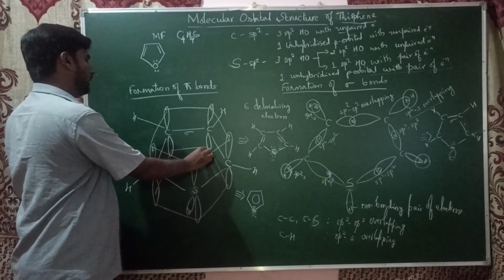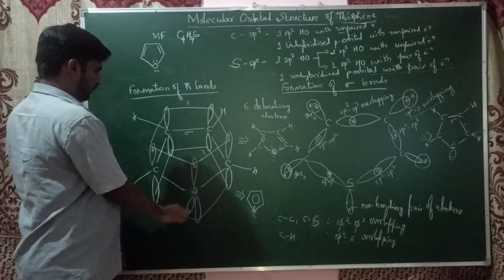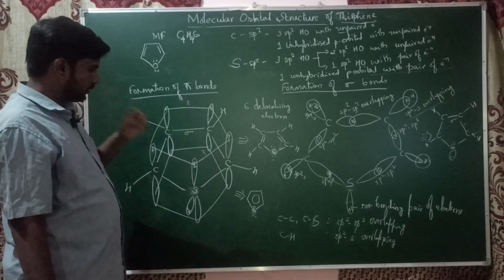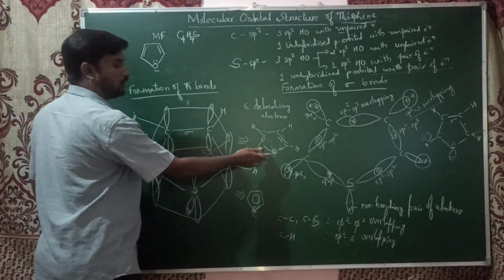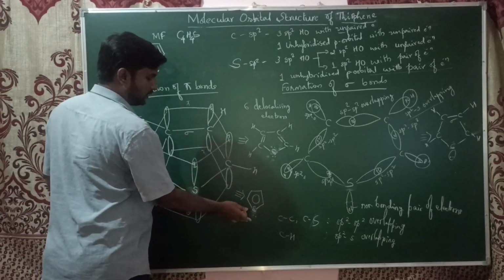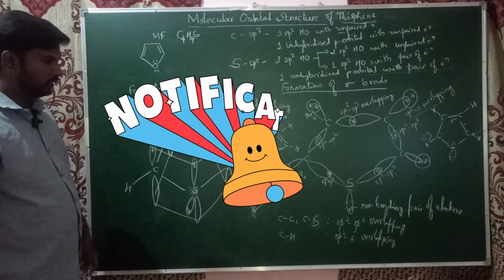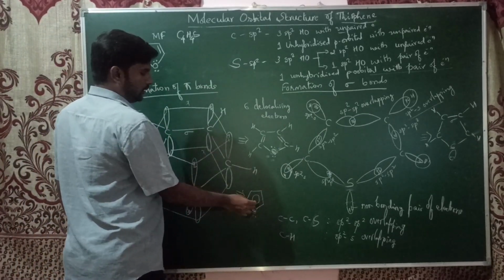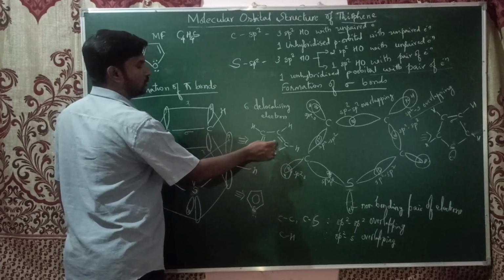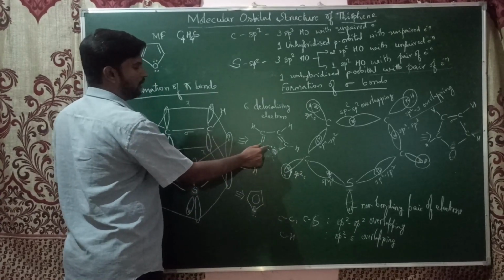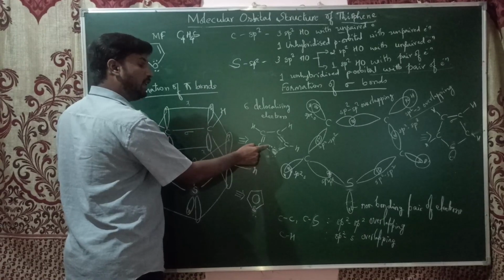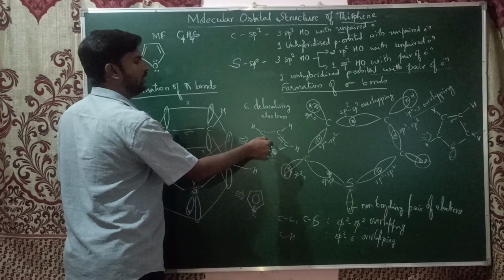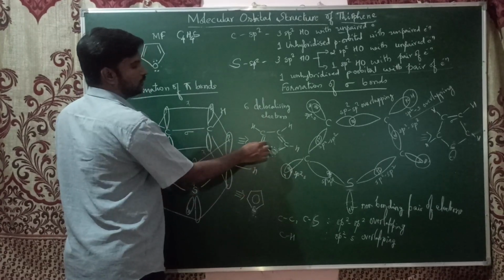So these all form a pi cloud over and below the plane of the sigma bonds. Now this is the final structure of thiophene. Indeed, this is also the structure of thiophene. As I have shown the bonding structure with pi bonds, I am writing the lone pair inside. This pair of electrons present in the unhybridized orbital is involved in pi bonding, that is, in the delocalization of electrons.